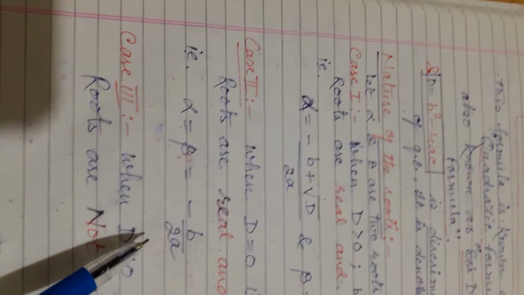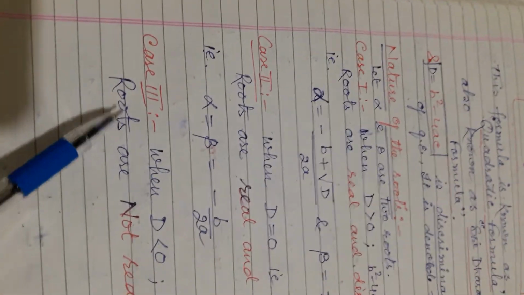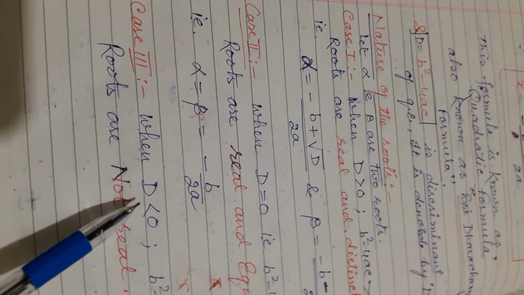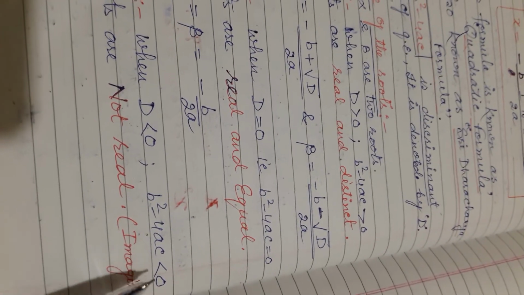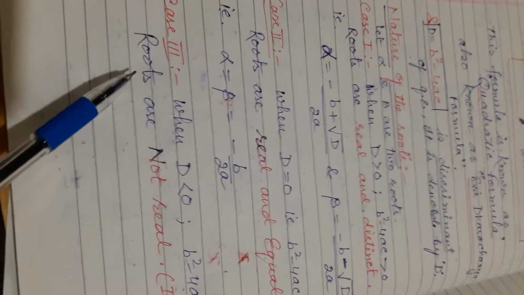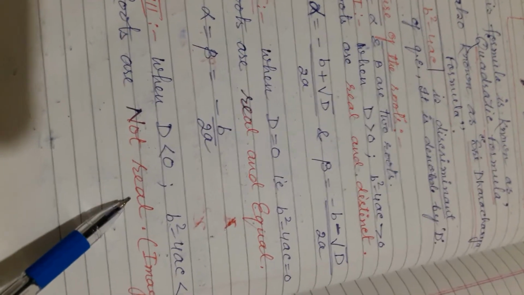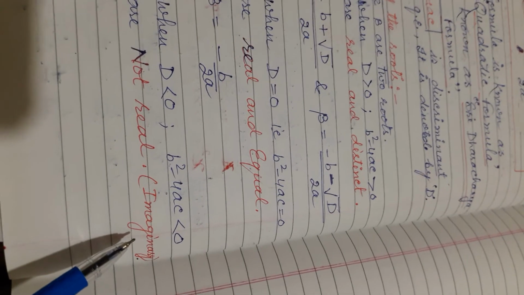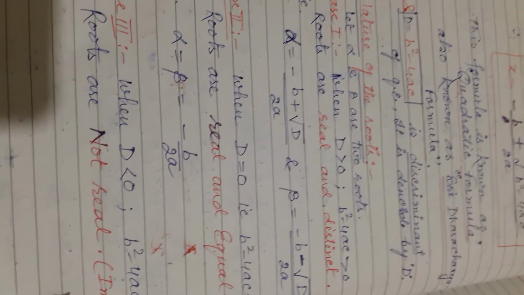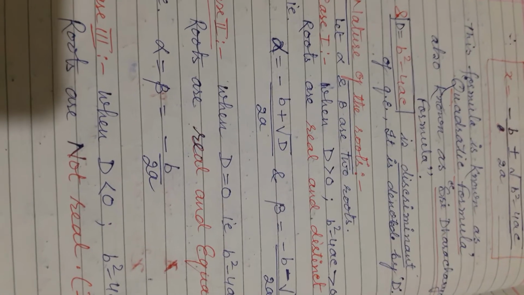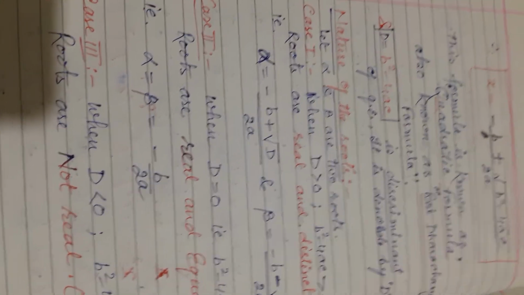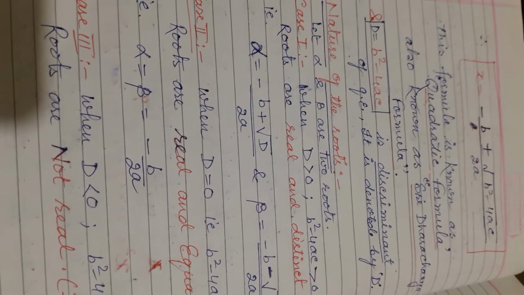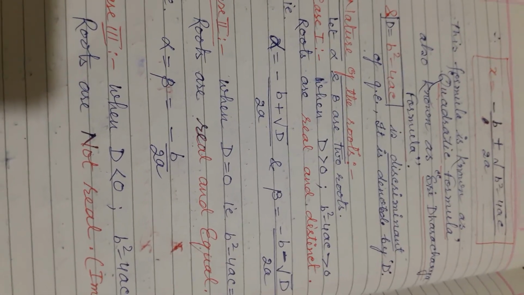In the third case, when the discriminant is less than 0, means b square minus 4ac is less than 0, the roots are not real, means imaginary roots are formed. This is the introduction part of this quadratic formula as well as the completing the square method. Just keep it in your mind and follow it in the questions.